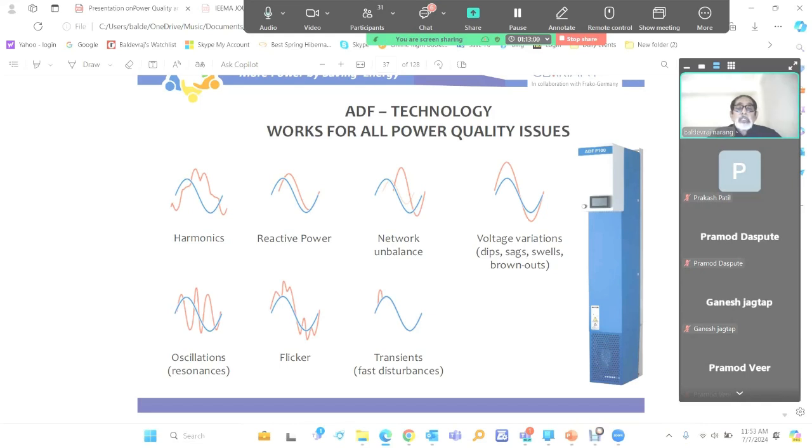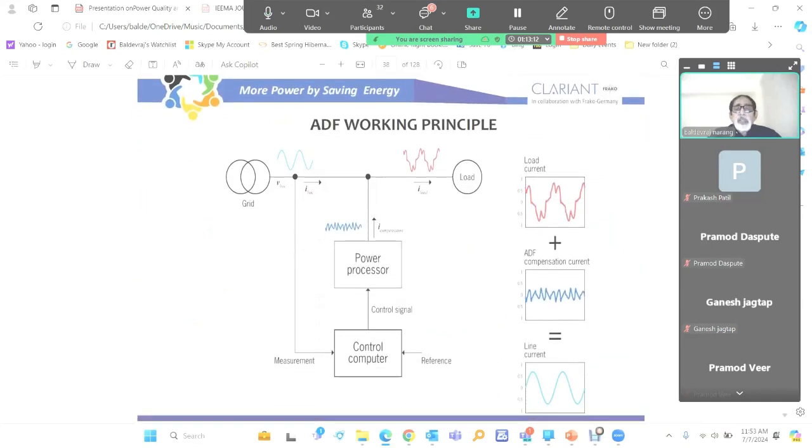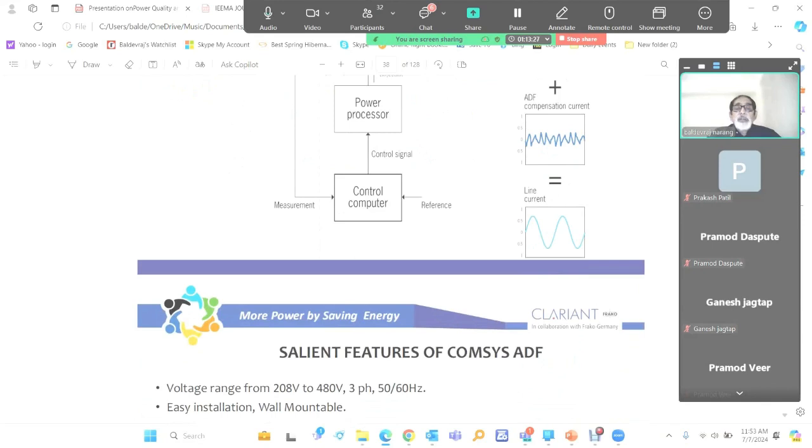When we are using it as a reactive power source, we call it STATCOM or SVG, static var generator. But the construction is the same. The only thing is the utilization is different. So this is how the active filter works. We are injecting the current. This is the load current. This is the compensation current generated, and this is how the final current will become sinusoidal.